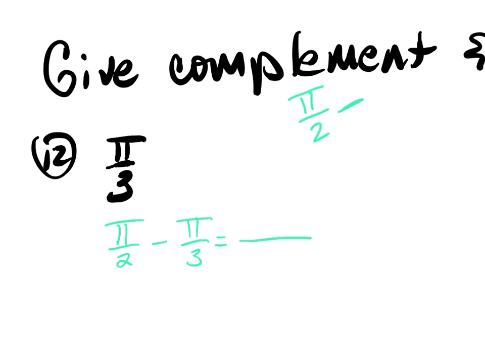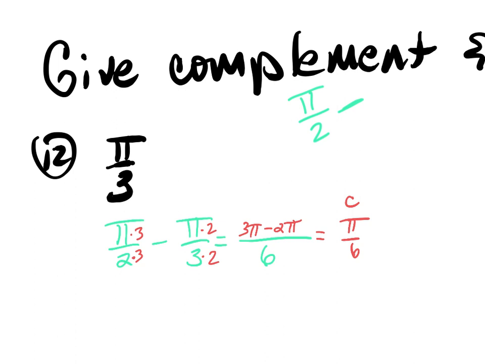If I get a common denominator between 2 and 3, it's 6. So multiply the bottom here by 3 to get 6. Multiply the top, so I have 3 pi. Multiply the bottom here by 2 to get 6. So multiply the top, so I get 2 pi. What's 3 pi minus 2 pi? 1 pi over 6. That's your complement.